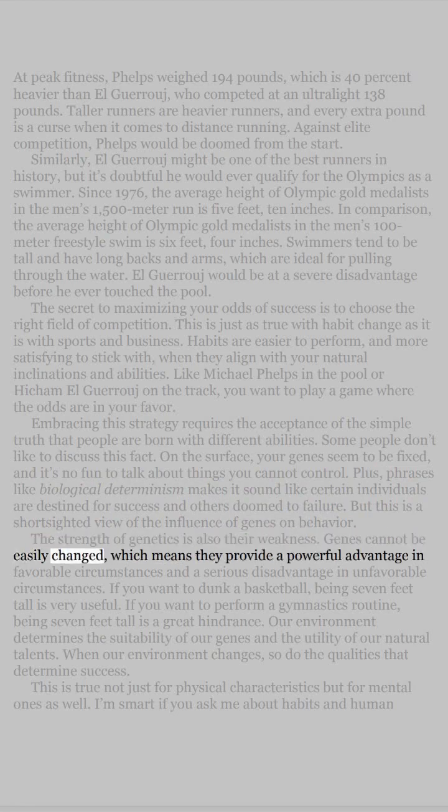Genes cannot be easily changed, which means they provide a powerful advantage in favorable circumstances and a serious disadvantage in unfavorable circumstances. If you want to dunk a basketball, being 7 feet tall is very useful. If you want to perform a gymnastics routine, being 7 feet tall is a great hindrance. Our environment determines the suitability of our genes and the utility of our natural talents. When our environment changes, so do the qualities that determine success. This is true not just for physical characteristics, but for mental ones as well.